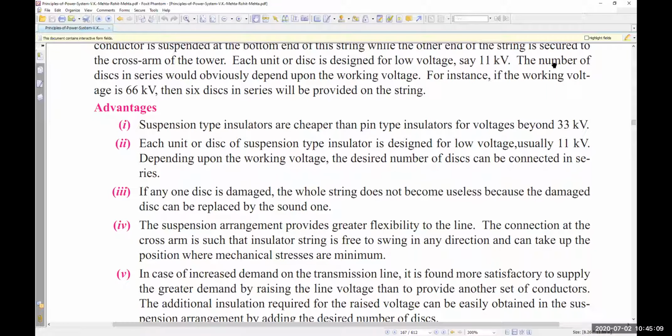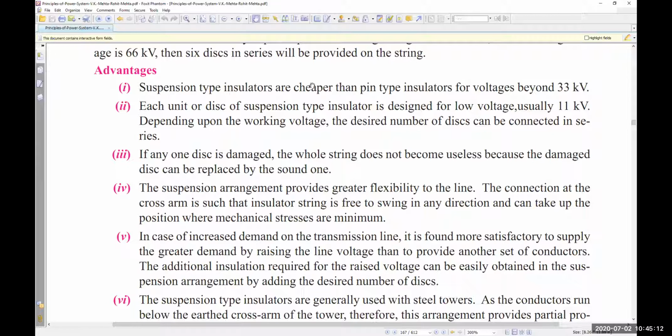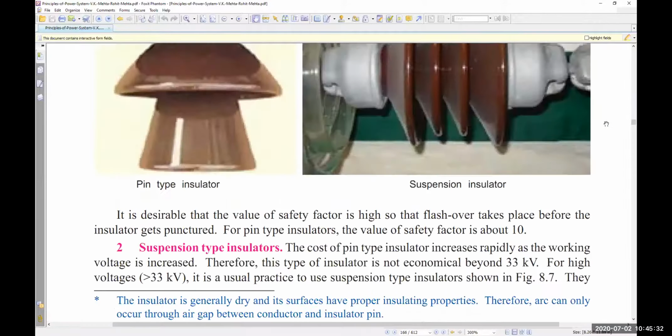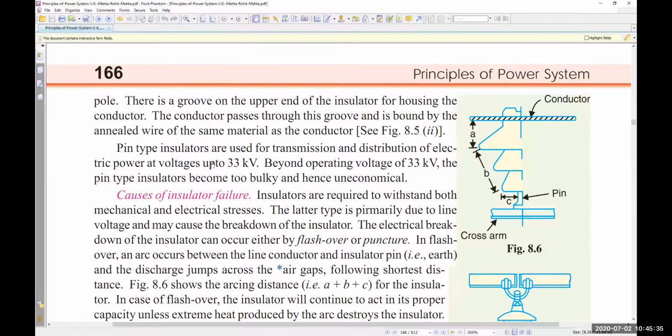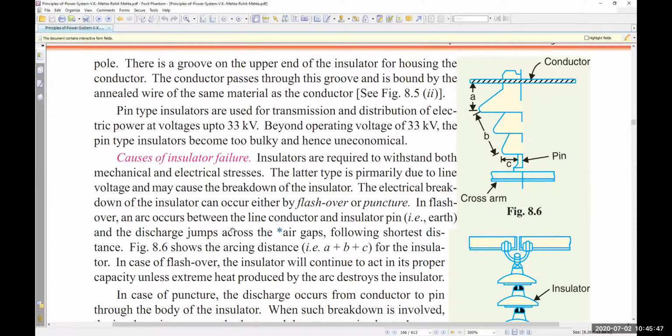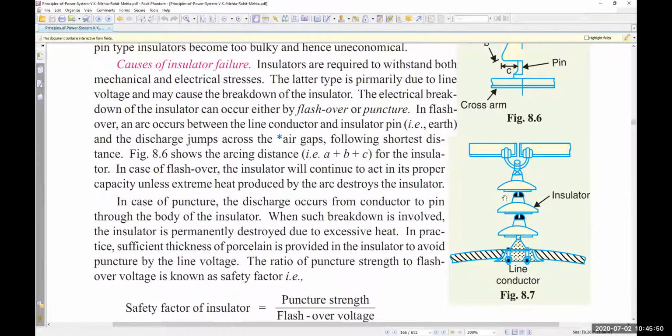Number one, see the advantages. Suspension type insulators are cheaper than pin type insulator for voltages beyond 33 kilovolt. I told you before the pin type insulators are good for voltage less than 33 kilovolt, right? Pin type insulators are used in transmission and distribution of power at voltage up to 33 kilovolt. That means if your voltage is less than 33 kilovolt, pin type is your insulator. If it is not, then you have to go to the suspension. This is the suspension type.